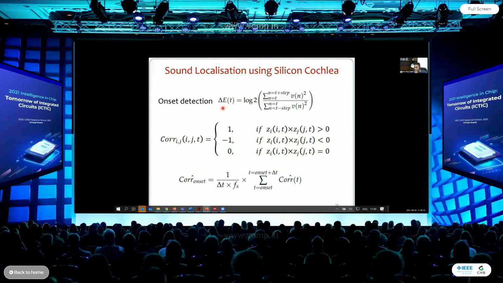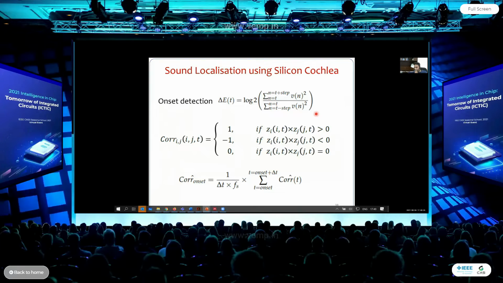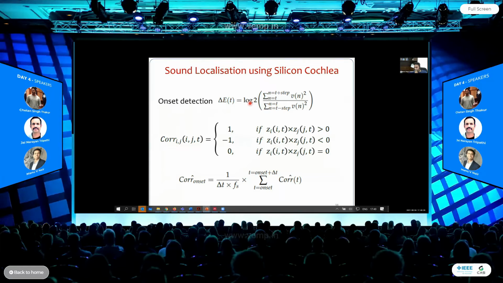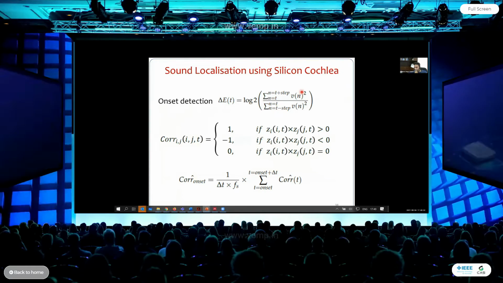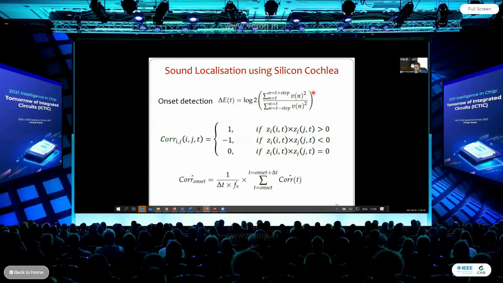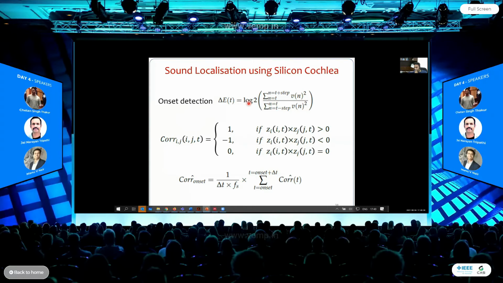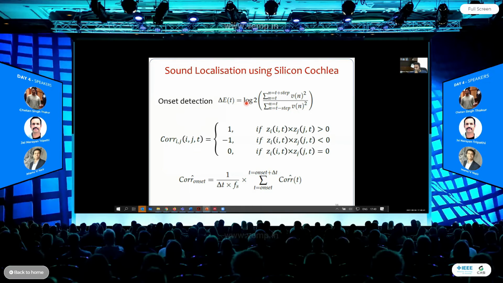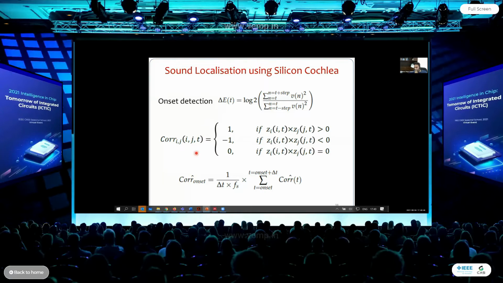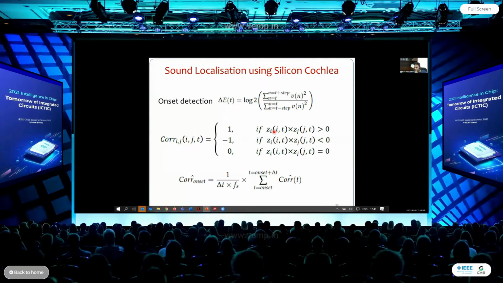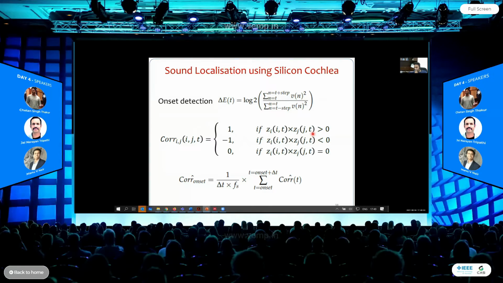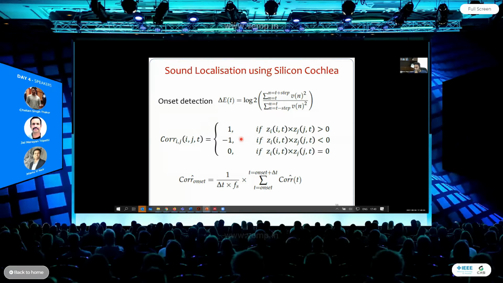And this is onset detection. You need onset detection so that you can reduce the interference from echoes and detect the start of a new sound. Basically, you check in a given step whether there is a significant change in the energy or not. It's a simple function, and we use log2 so that it's easy to implement on hardware. And as I said, for simple implementation, we use this correlation function. Whenever this product is more than the threshold, which in this case is 0, we just say 1 or -1.